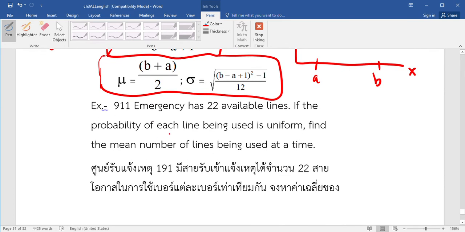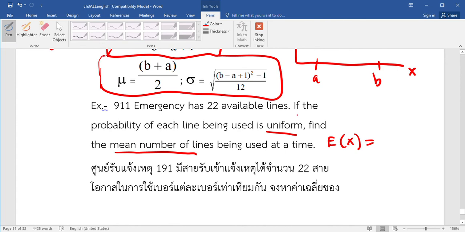Example: 911 emergency has 22 available lines. If the probability of each line being used is uniform, that means that the probability of each line being used is the same. It's equal probability for all the 22 lines. Find the mean number of lines being used at a time. Let x be the number of lines being used. Find the mean of x.